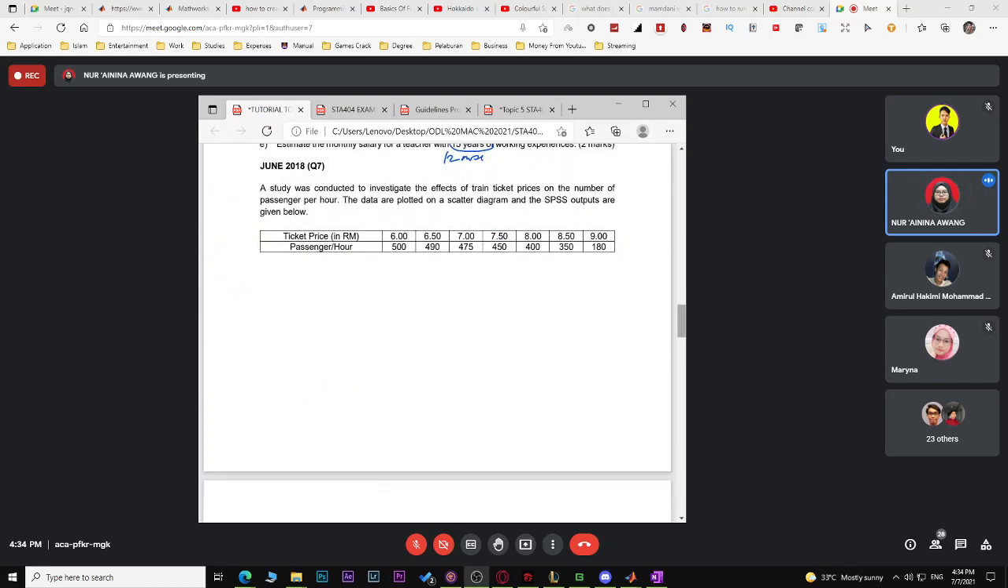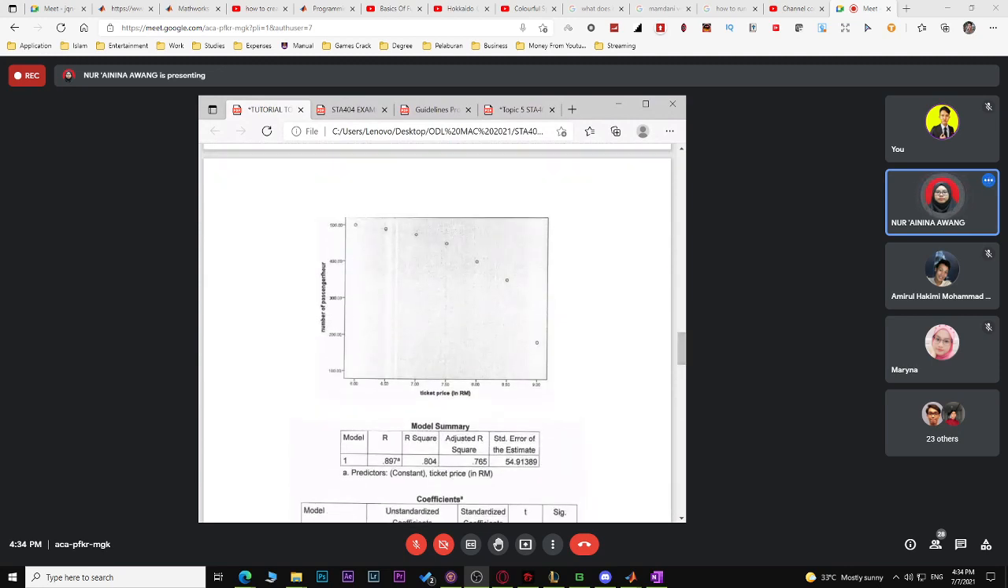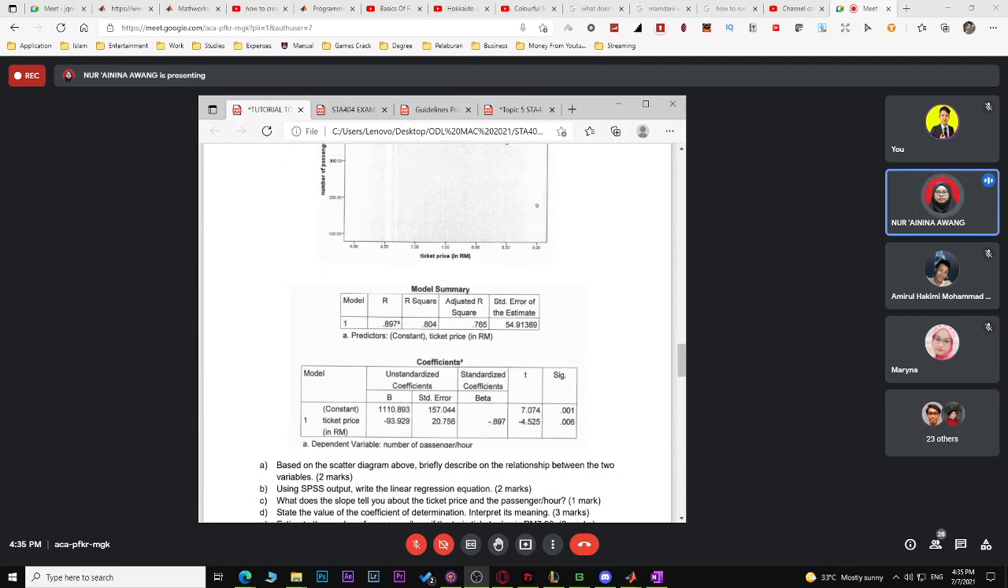And then for the next one for June 2018, so the question give you a data on ticket price and also passenger per hour. So you have a scatter diagram. Okay, so kalau you tengok as your X increase, your Y is decrease. So kat situ graph you menurun, so you ada negative relationship. And then if you look at the model summary, so as I said before, for your model summary, your R is not positive. You need to check with your slope. So since in this case your slope is negative, so your R dekat sini dia adalah negative 0.8.